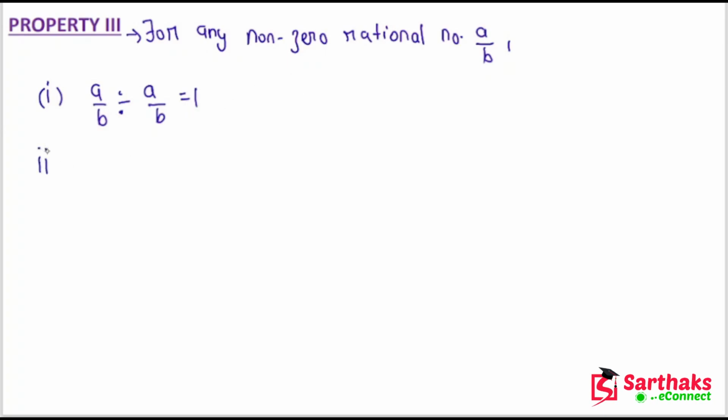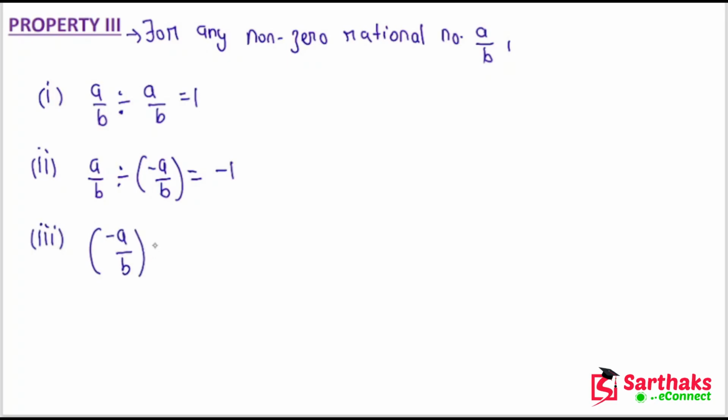Now the first property simply states that if you divide a number by itself, you will get 1, which is obviously true. If you divide a number by the negative of itself, that is minus a upon b, then you will get -1. And third, if you divide a number again by the negative of itself, again a by b is what? Negative of minus a by b, then also you will get -1.